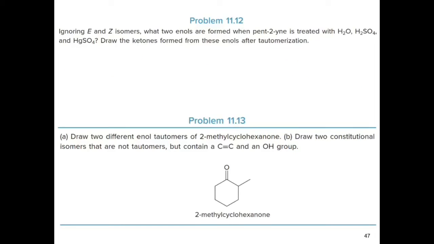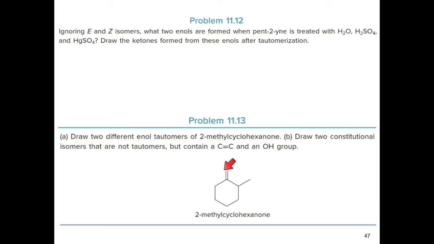And here's practice problem number 13. A, draw two different enol tautomers of 2-methylcyclohexanone. And B, draw two constitutional isomers that are not tautomers but contain a carbon-carbon double bond and a hydroxy group. So for the first part here, whenever you're drawing two different enol tautomers of a compound, all you have to do is move the double bond to the two adjacent carbon atoms. So now you have these two carbon atoms that are double bonded, and then connect a hydrogen atom and bond it to this oxygen atom.